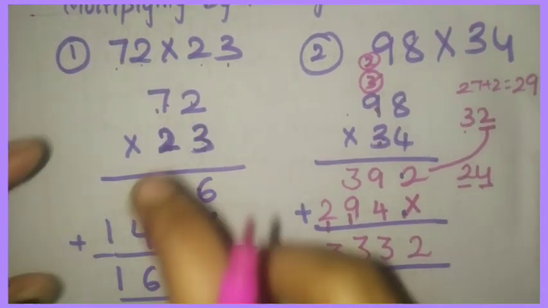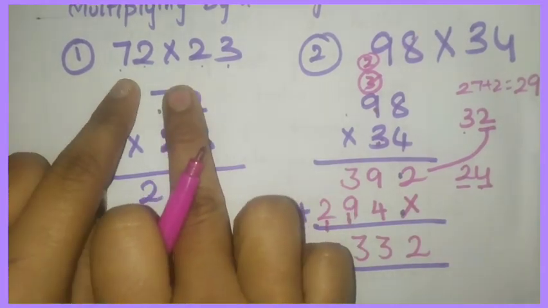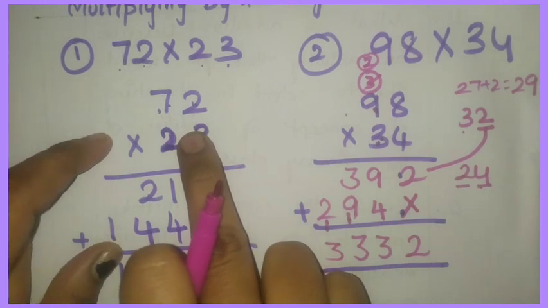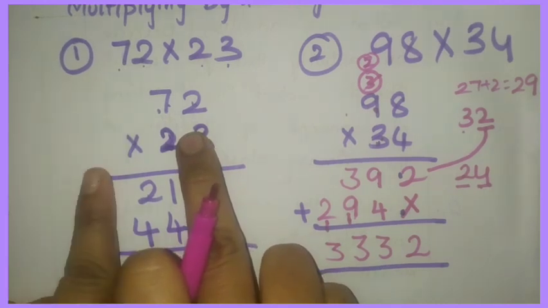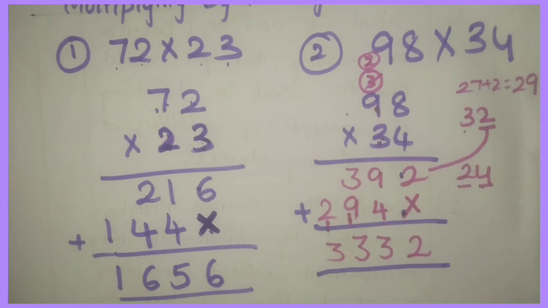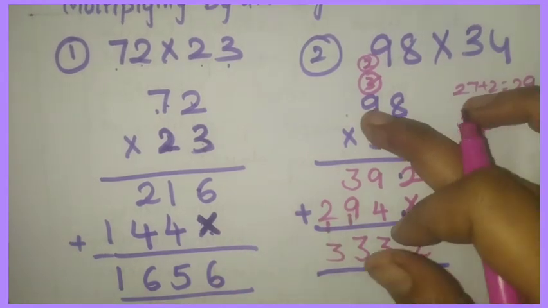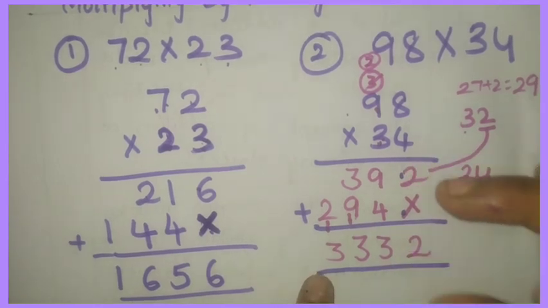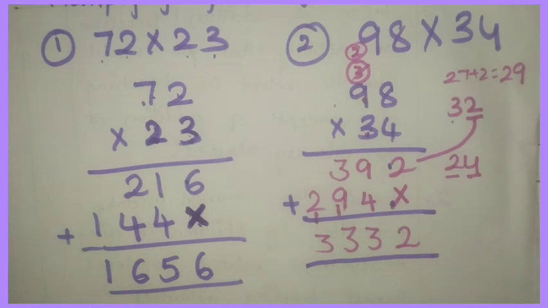Here look children, here we didn't take any carries but here we took carries. This is multiplying by a 2-digit number without regrouping. Here we didn't need any carries but here we need them. So this is multiplying by a 2-digit number with regrouping.